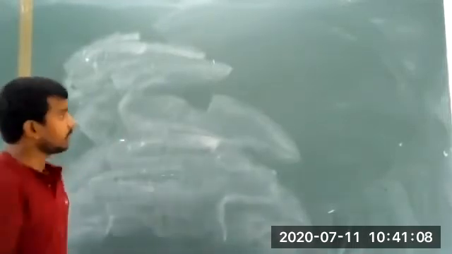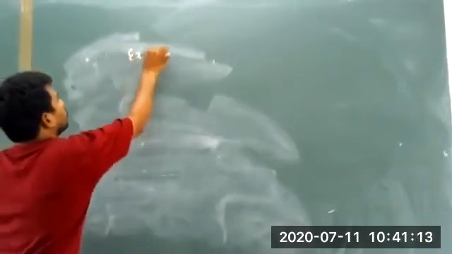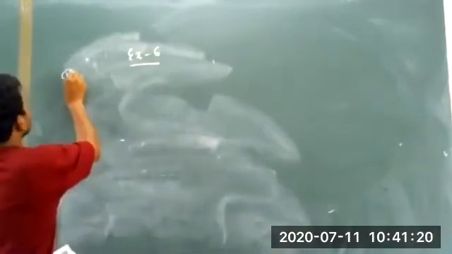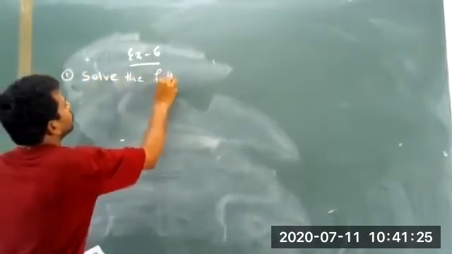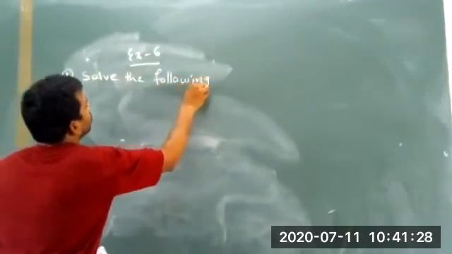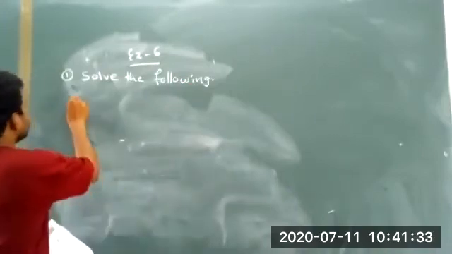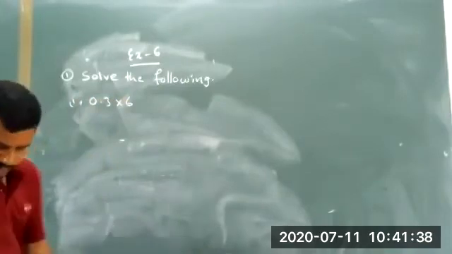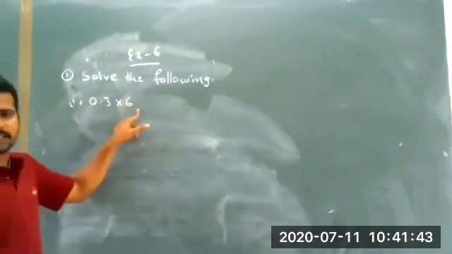Exercise 6. Now we are going to discuss exercise 6. In this, the first one, solve the following. First one, 0.3 into 6. This is a decimal number and this is a whole number.